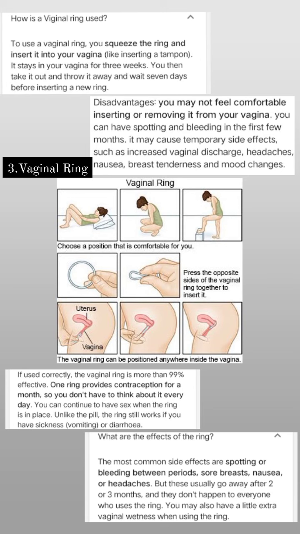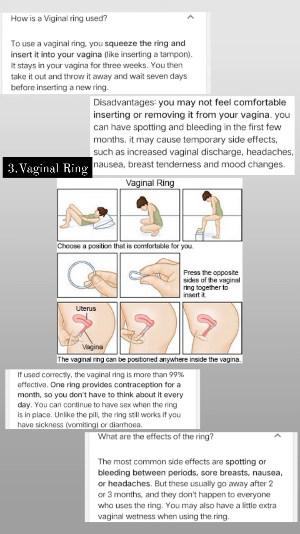The advantages: if used correctly, the vaginal ring is more than 99% effective. One ring provides contraception for a month, so you don't have to think about it every day. You can continue to have sex with the ring in place. Unlike the pill, the ring still works if you have sickness or diarrhea.